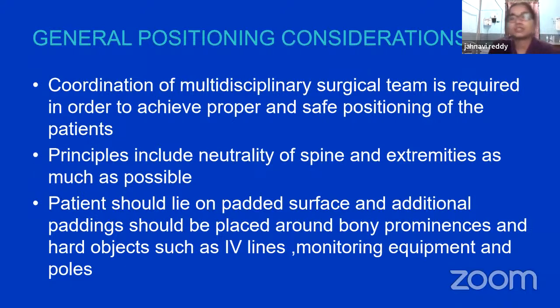and general positioning considerations. Usually positioning in anesthesia is a coordination of all the people in the OT, including the surgical team and everybody, to achieve proper and safe positioning of the patients. So the main principle is maintaining the body as neutral as possible, so that the alignment of the spine and extremities should be in neutrality as much as possible. And the patient should lie on a padded surface, not on hard surfaces. And additional padding is added on the bony prominences and other things such as IV lines, monitoring equipment, and the poles.